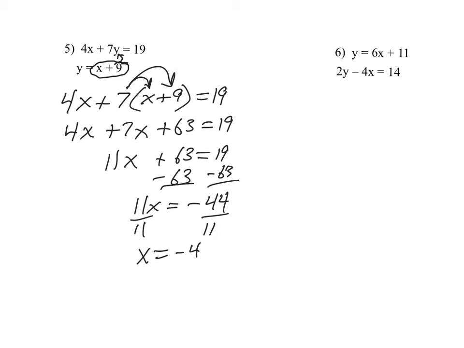Got to be careful with your positives and negatives. Makes a huge difference. If I were to take x equals negative 4 and plug it in, as opposed to x equals positive 4, then it would make a big, big difference. All right. So now I have to take x is equal to negative 4. I already know one part of the solution.